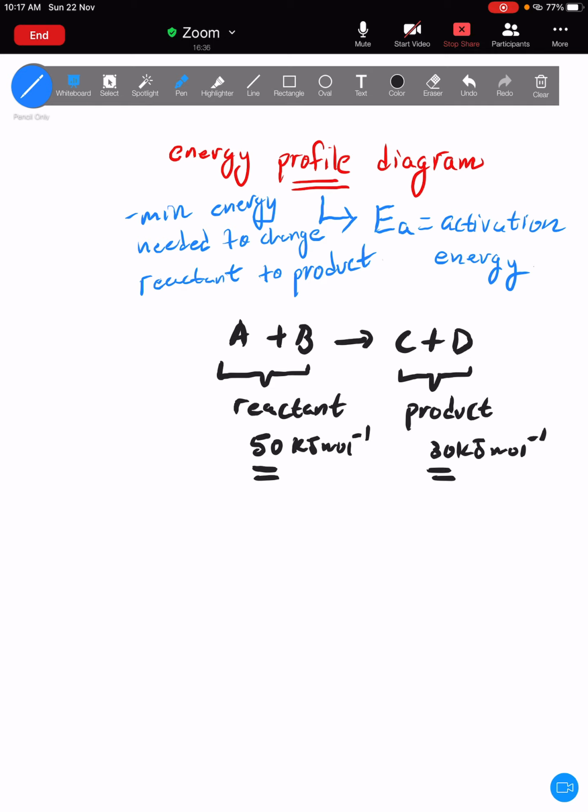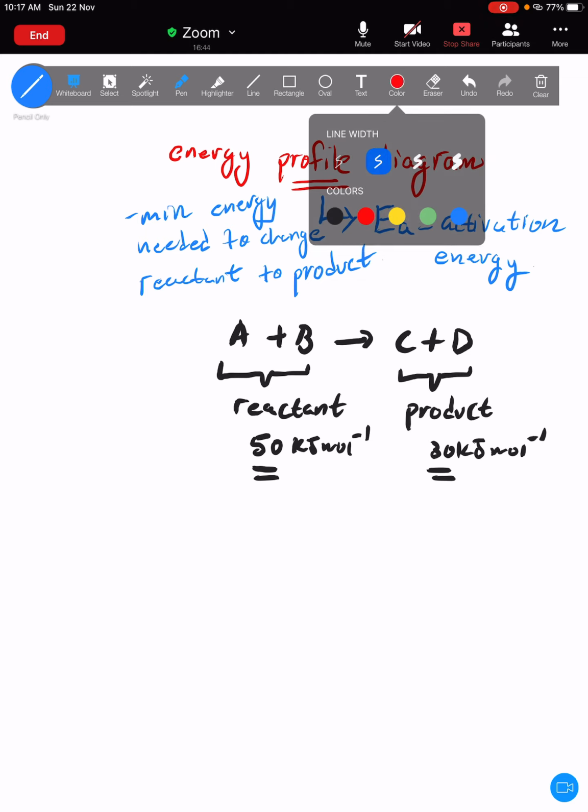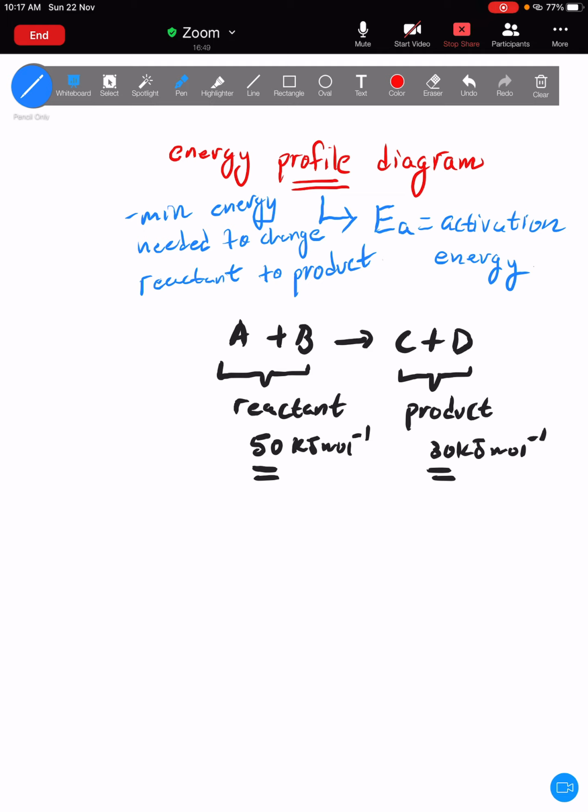Is it exothermic or endothermic? 50 becomes 30. It is exothermic. Very good. So I'm going to draw an exothermic energy profile diagram. In this case, you have the y-axis, something like this, and you have energy over here, which stands for kilojoule over mole.